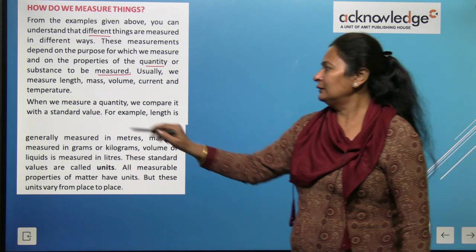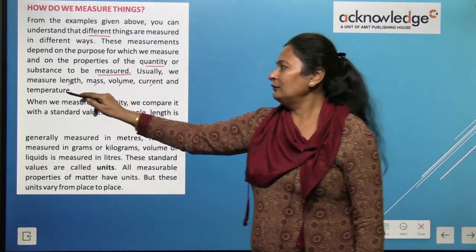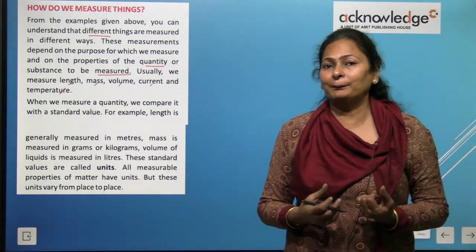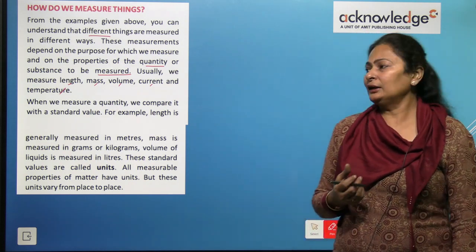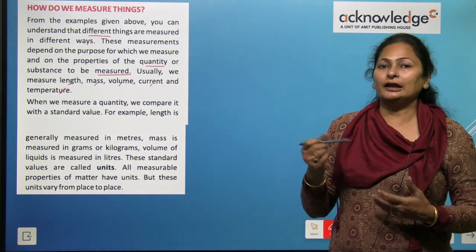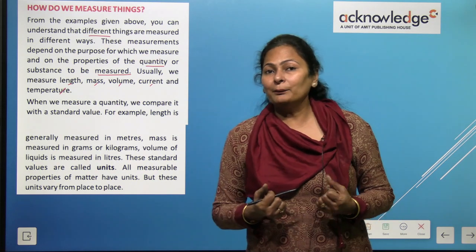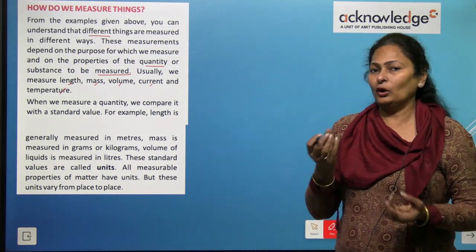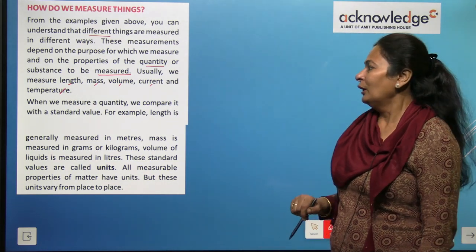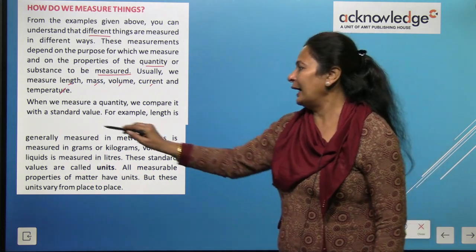Usually we measure length, we measure mass, we measure volume, we measure current, and we also measure temperature. So here are some common examples where measurement is being used. As we have already discussed the temperature and the length, mass is the weight, volume is the volume of liquids, and the current and the temperature. So when we measure a quantity, we compare it with the standard value.